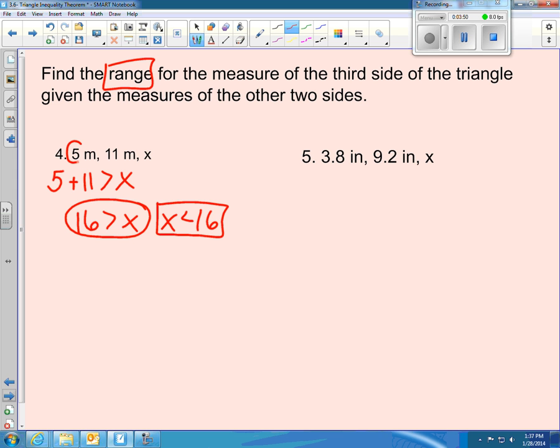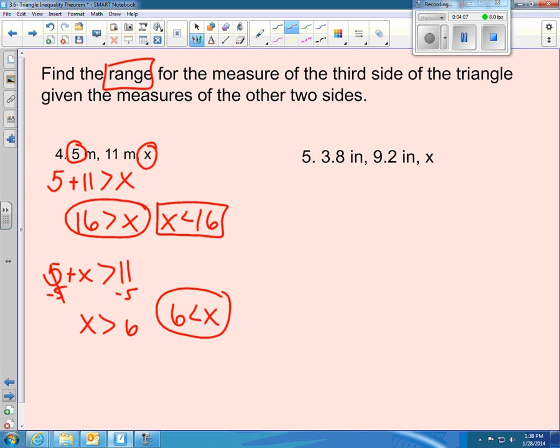Now let's go ahead and add 5 plus x and set it greater than 11. We're going to solve this by subtracting 5. So we get x is greater than 6, or we can think of this as 6 is less than x. So that's going to give us the lower part. Now let's do our last one: 11 plus x is greater than 5. To get x alone, we're going to subtract that 11. So we get x is greater than negative 6. Our side needs to be greater than any negative number, so that is not going to count.